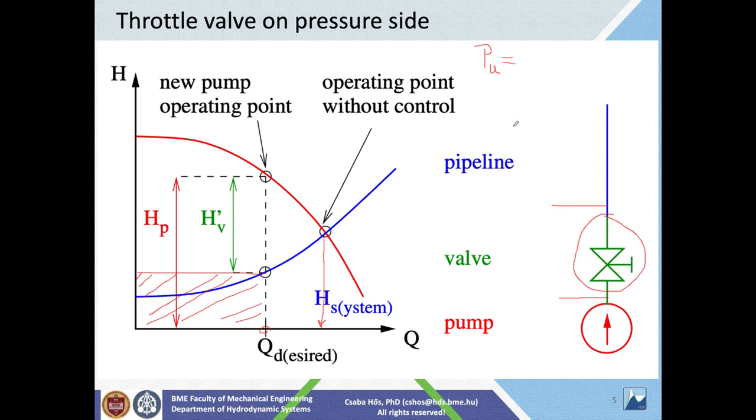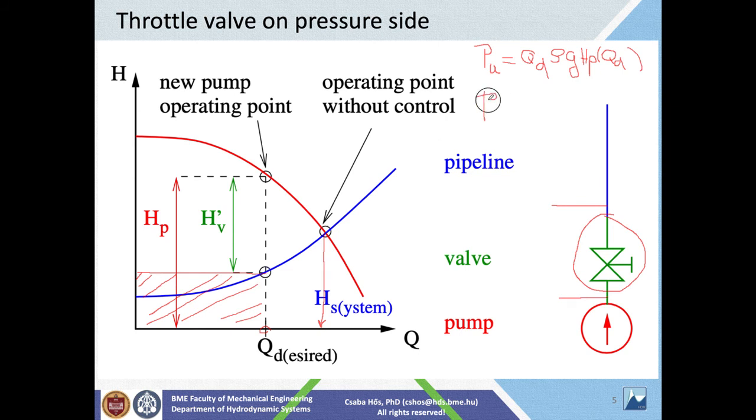Okay? So I will write here for you Q desired rho G H for the pipeline at the desired flow rate. But this is essentially, so this is this point here.